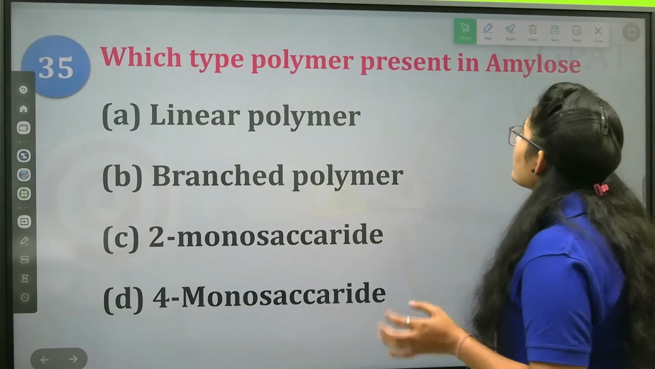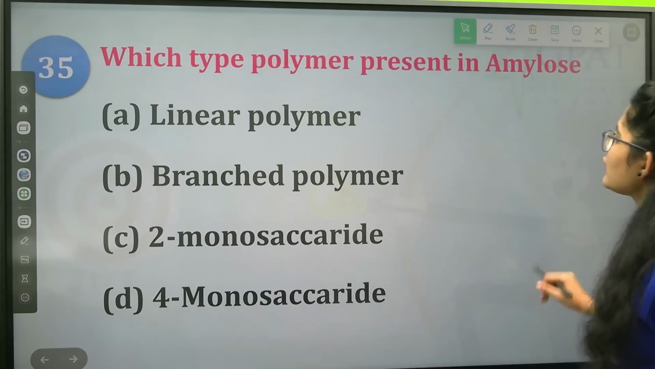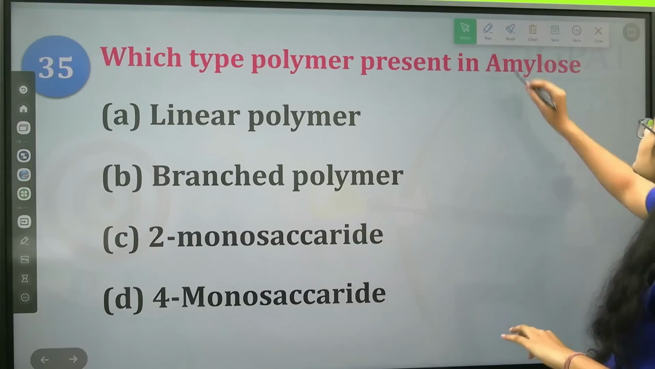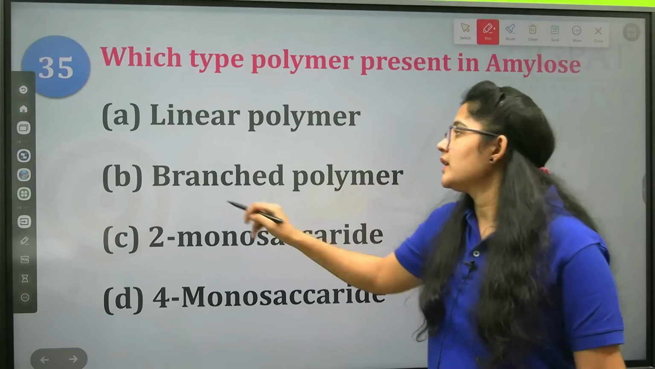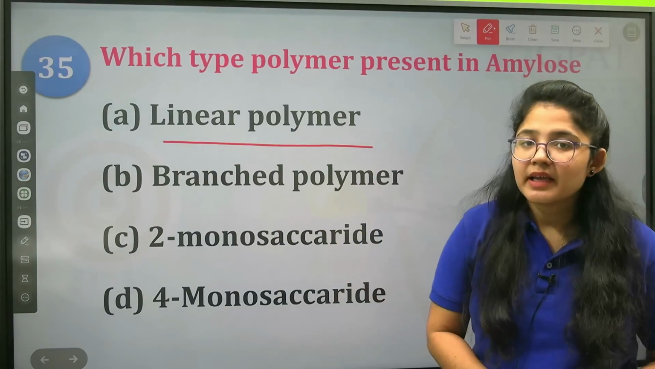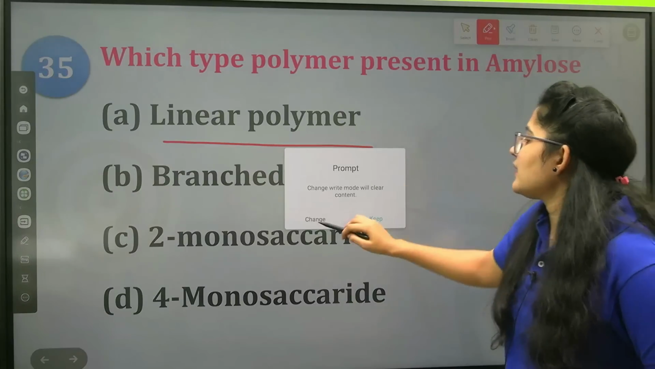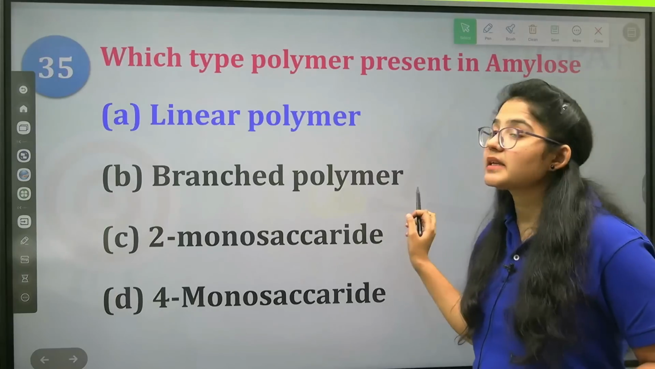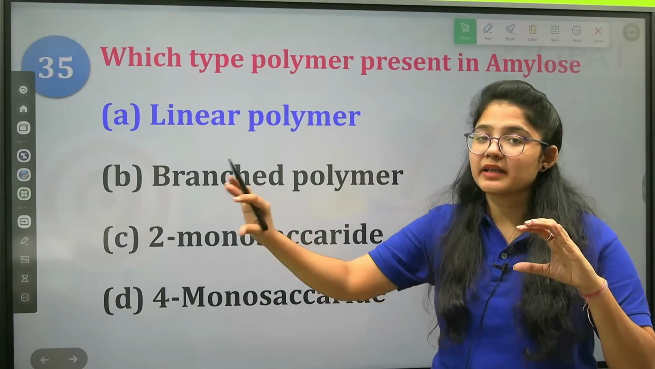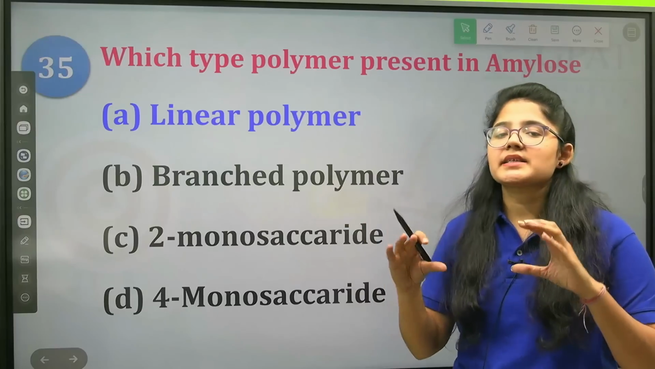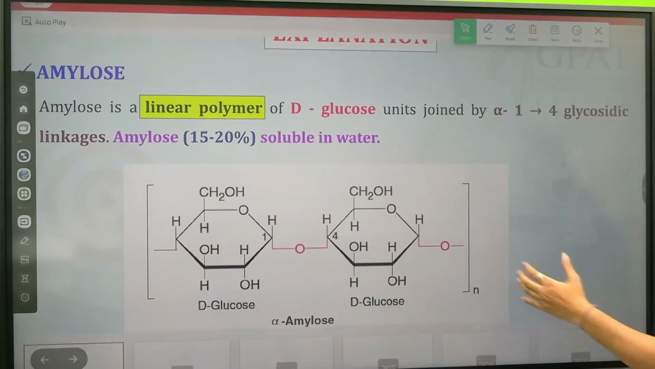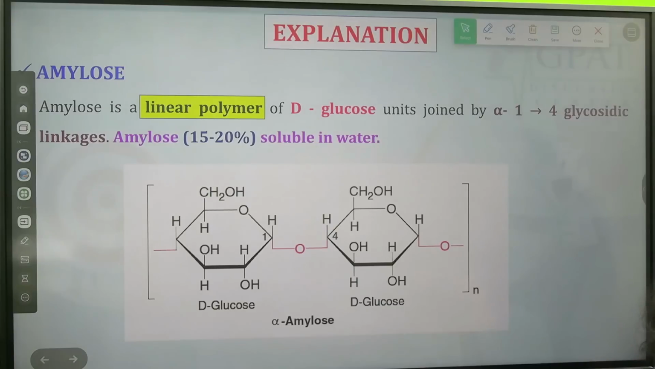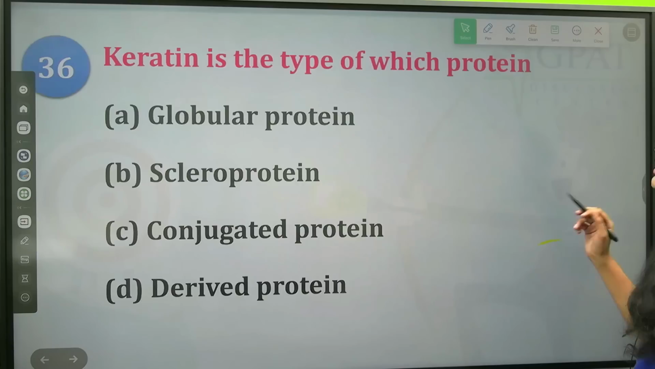Which type of polymer is present in amylose? Okay, amylose is a type of sugar and it has a linear polymer. Linear means in one line. It has a linear polymer, meaning in one line, not branched, but with the sequence in a single line. Clear? Okay. This is the formula for your amylose. Clear? Next question.